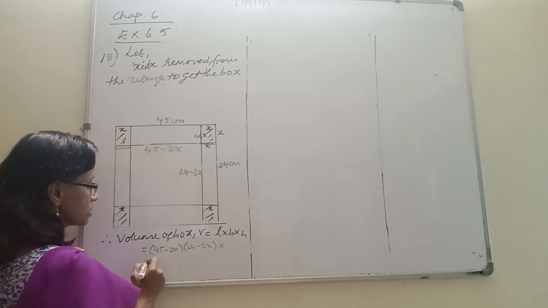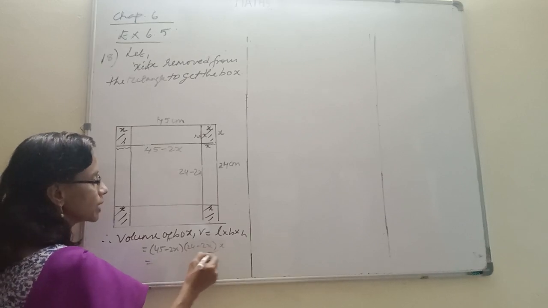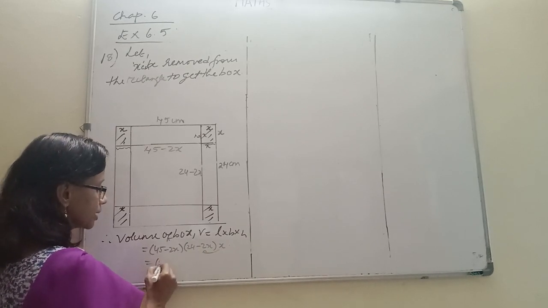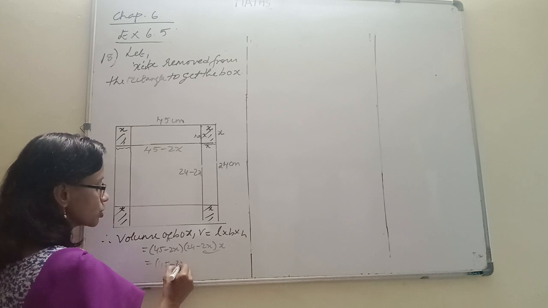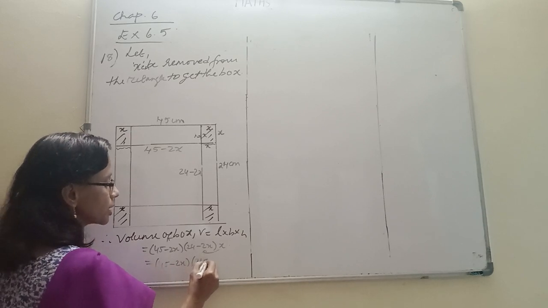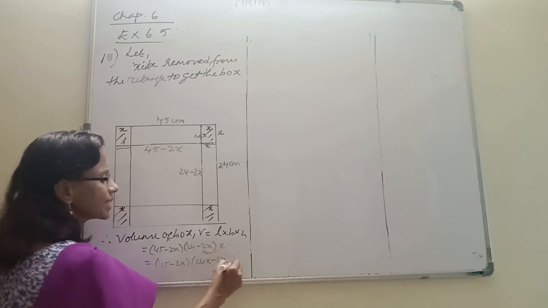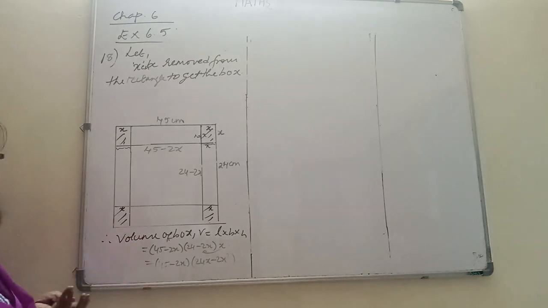We can have this, or you can multiply one of the x's in here, like 45 minus 2x times 24x minus 2x squared, or something like that. You have your own ways of doing it, or you can expand the whole thing, that is also okay. Now this is the volume.